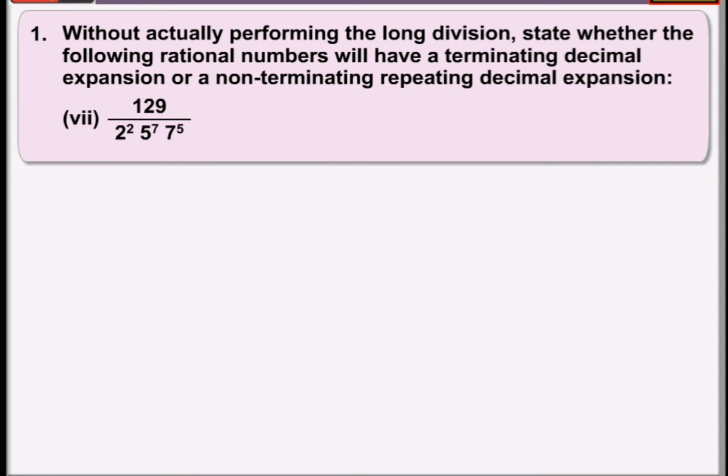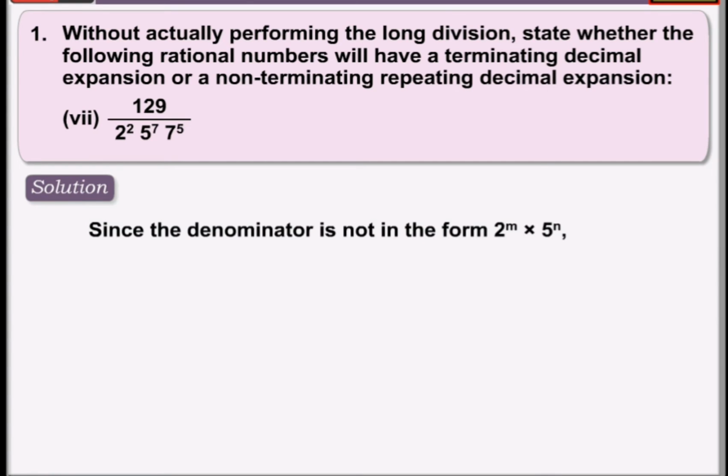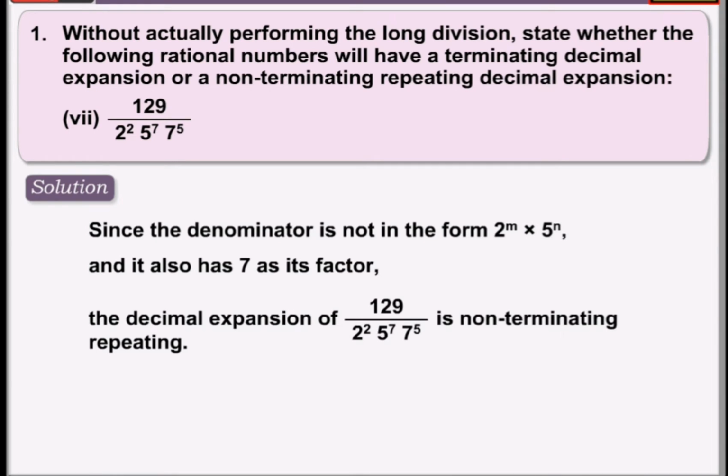Number 7. 129 upon 2 square into 5 raised to power 7 into 7 raised to power 5. Answer. Now since the denominator is not in the form of 2 raised to power m into 5 raised to power n, and it also has 7 as its factor, the decimal expansion of 129 upon 2 square into 5 raised to power 7 into 7 raised to power 5 is non-terminating repeating.